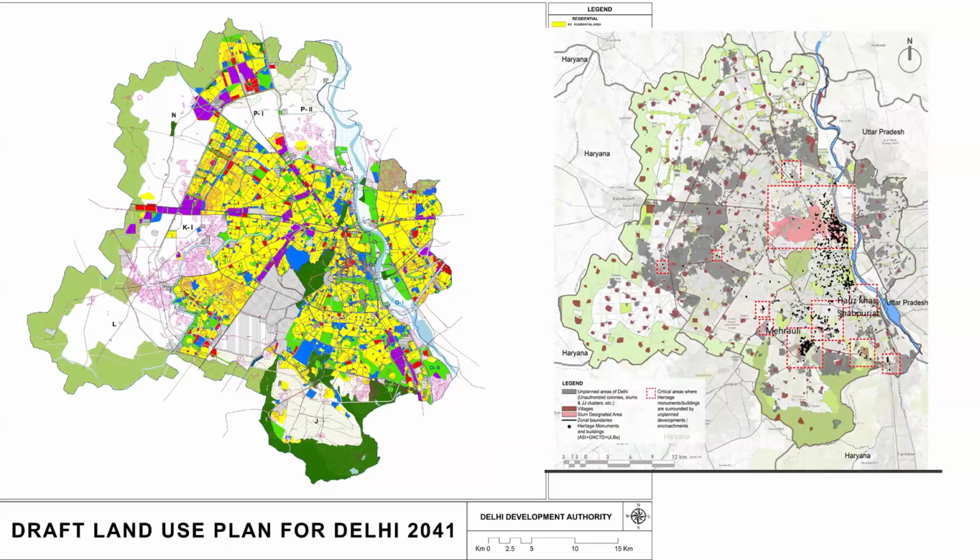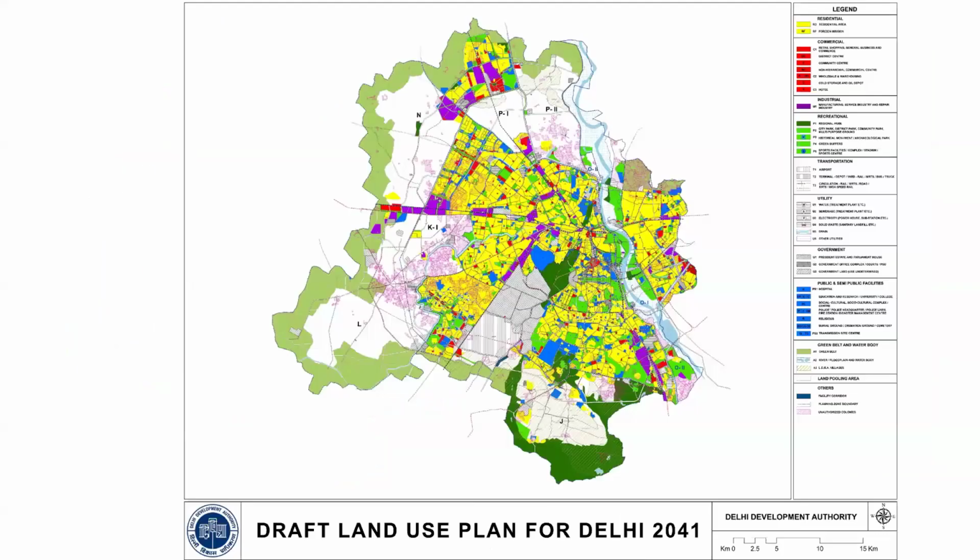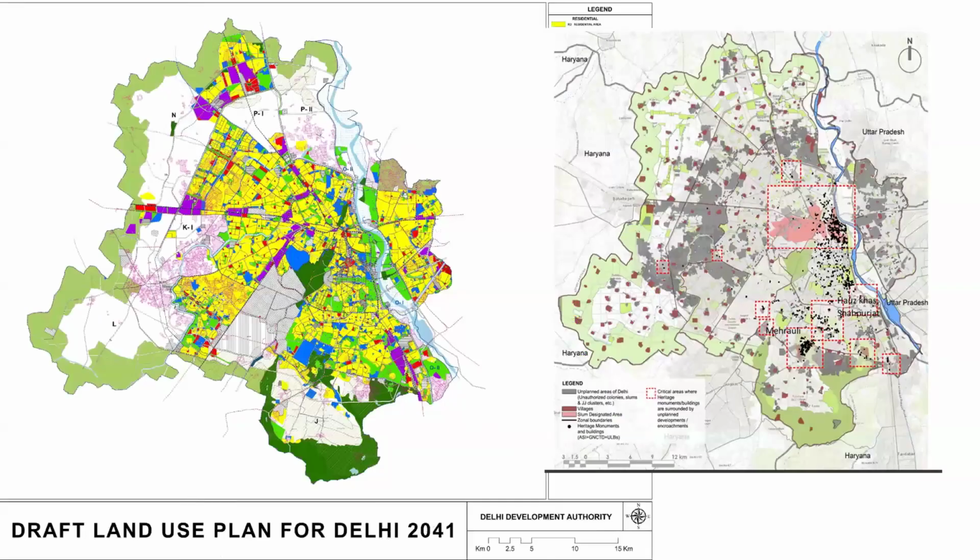So this is where I was. So the 2041 land use plan. But in real time, when we overlap these two plans, the yellow is the residential. Also the gray, a lot of it. So this is the part that I'm talking about, and you see a lot of it is also unplanned within the proposed development plan. So there's a lot of work that needs to be done.